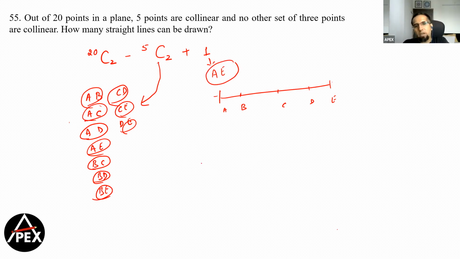Clear? But when you're saying 15C2, now please remember, after E, can I say AF is also a line? AG will also be a line. AH will also be a line. So you are ignoring all these lines if you are writing 15C2.